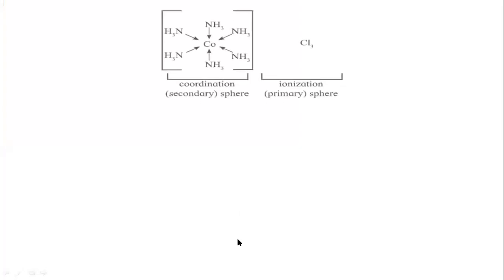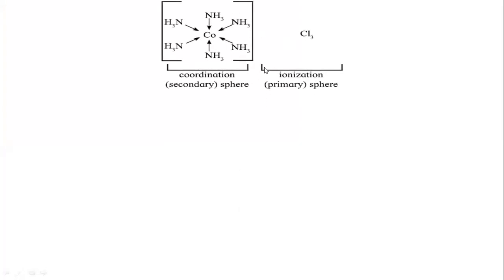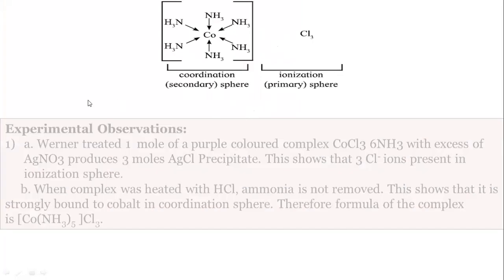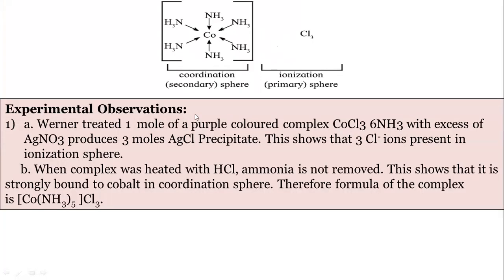In this example also it is given: this is a coordination sphere, a secondary sphere, and this is the primary valencies. These are the secondary valencies. Outside the square bracket is the ionization sphere. Then the experimental observations. According to Werner, he also did some experiments. These experimental observations found by Werner are very interesting.